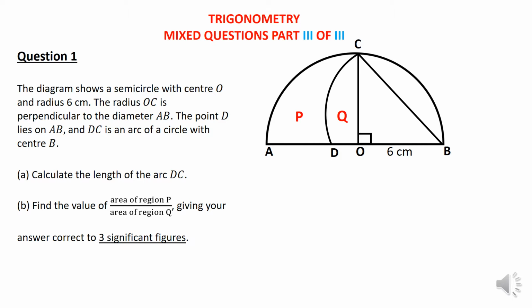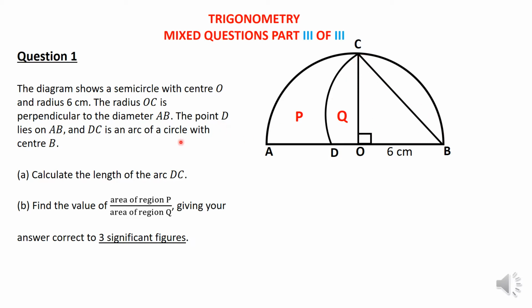Now, this is my third video on the trigonometry series, examination type questions that we have been doing through the course of this series. So, the first question here, you have a diagram here on the right, and it shows a semicircle with center O, and the radius is 6 centimeters, and the radius OC is perpendicular to the diameter AB. That means it makes 90 degrees. Therefore, this is a right angle triangle here, the triangle BOC.